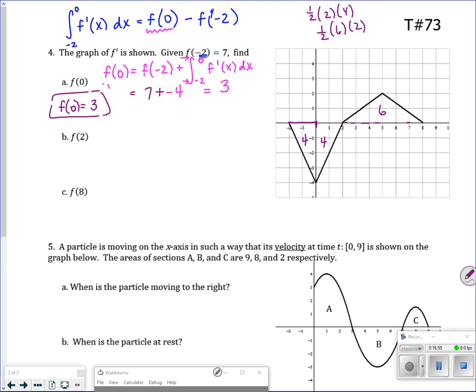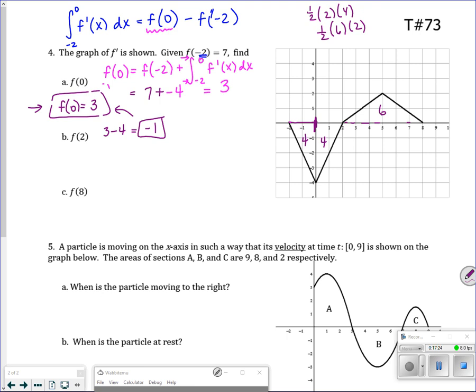Now, with the rest of these, I could actually do them two different ways. Some people would say, if I'm pretty confident that f of 0 is 3, then at 0, I'm at 3. The change from 0 to 2 is negative 4. And they go, oh, 3 minus 4, and my answer would be negative 1. So they go off the previous one.